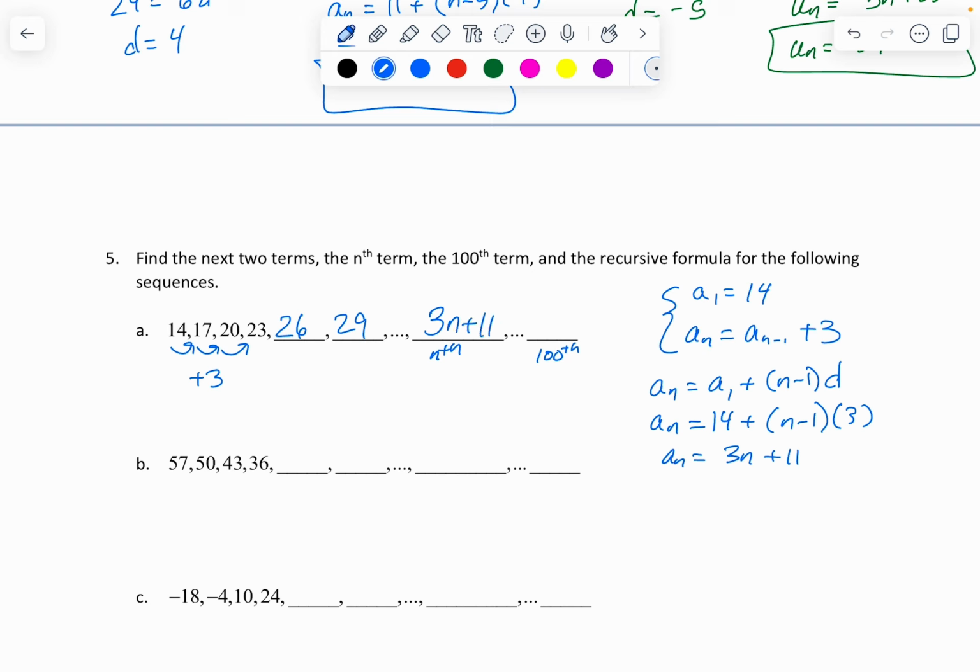Now to find the 100th term, I could come back here and go plus 3, plus 3, plus 3, and count till I get to 100. But I have better things to do with my life, and hopefully you do too. But what I can do is say, okay, A sub 100 would be equal to 3 times 100 plus 11. That's 300 plus 11, which is 311.